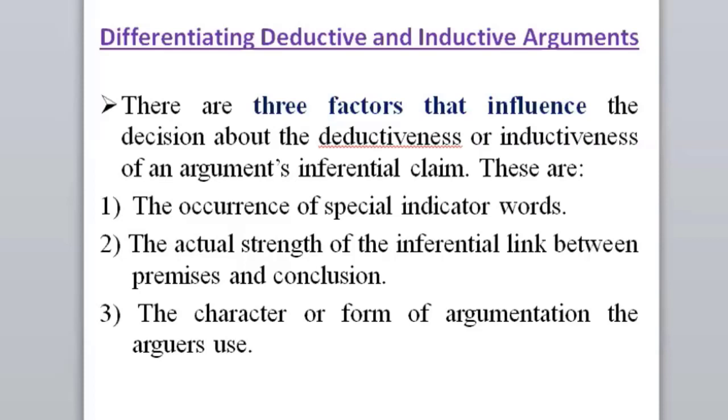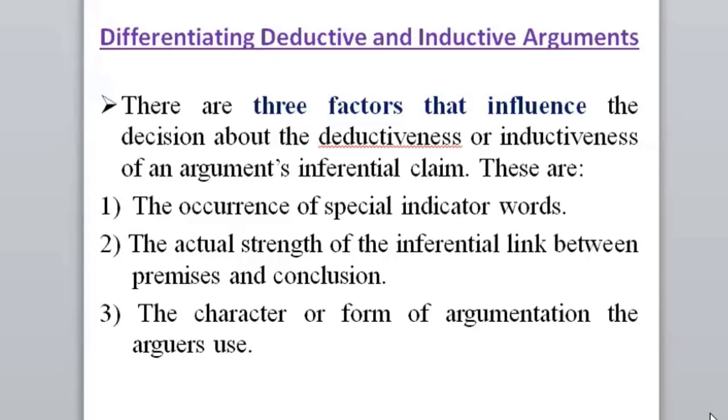But the existence of special indicator words does not help us merely for differentiating the types of arguments. So we need to look at it in conjunction with the other factors that help us for identifying the typologies of the argument. The second is the strength of the link between the premises and the conclusion. We have said if there is a kind of link which is necessarily based, that's a kind of deductive. On the other hand, if there is a kind of linkage between the premises and the conclusion which depends on probability, that is a kind of inductive argument.